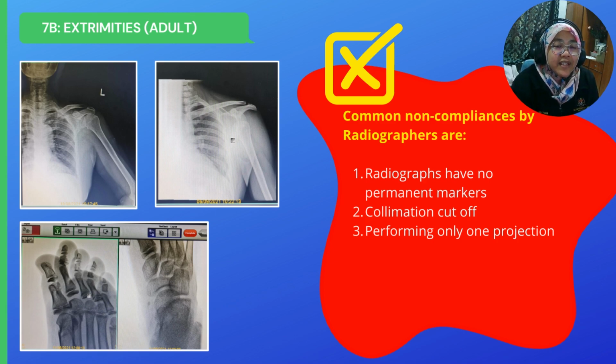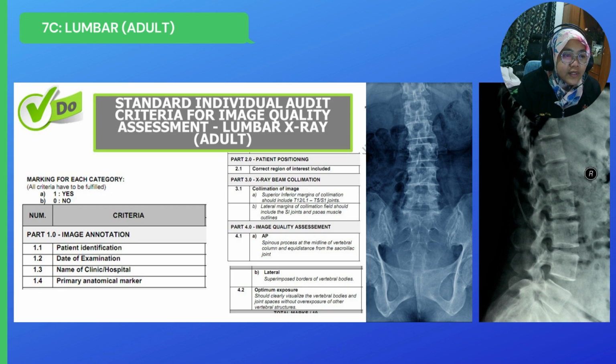Let's take a look at findings from audit in extremities for adult. So the most common non-compliance by radiographers found: radiographs have no permanent markers. Number two, collimation cut off. And number three, performing only one projection. So is this a mistake by human or by equipment? Think about it, okay?